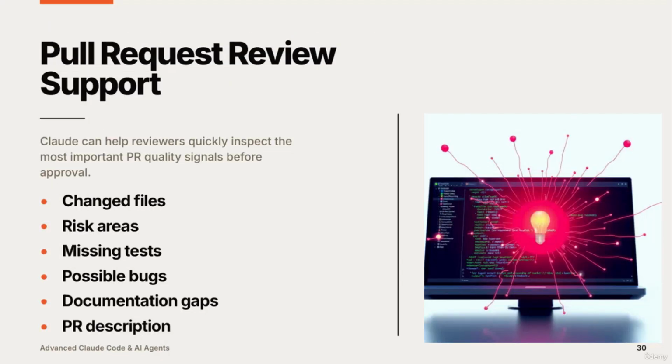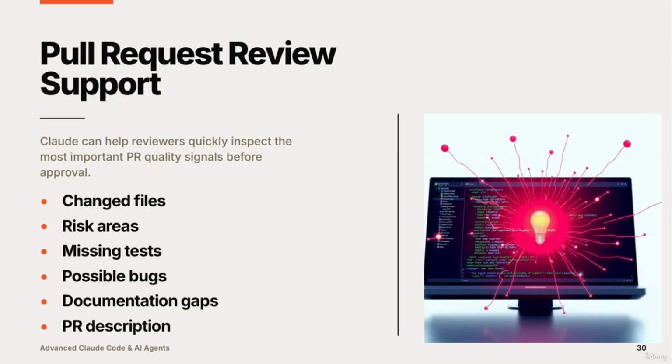When it comes to pull request reviews, Claude steps in to make the process much more efficient. It helps reviewers quickly identify the most important quality signals before they approve any changes. For example, Claude highlights which files have been changed, so you know exactly what parts of the codebase are affected. It also points out potential risk areas, allowing you to focus on sections that might need extra attention. Additionally, Claude flags missing tests, which is crucial in ensuring your code is well covered and reliable.